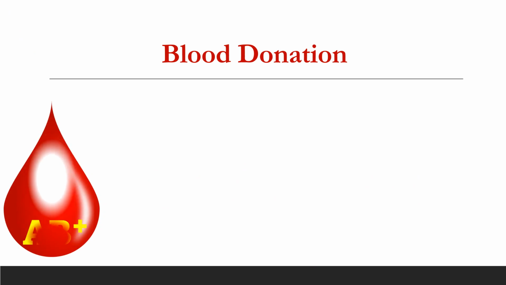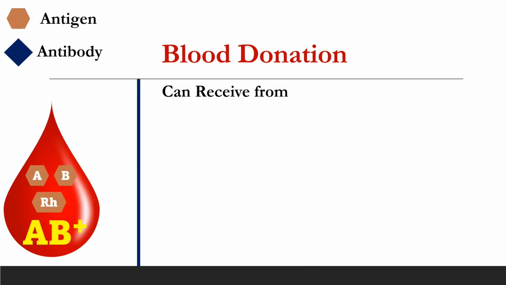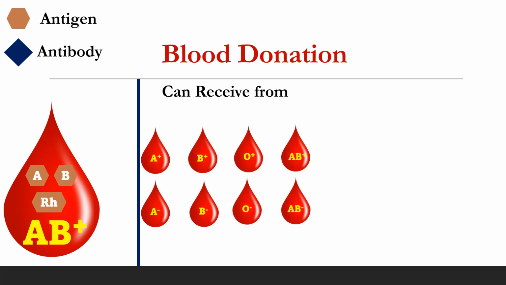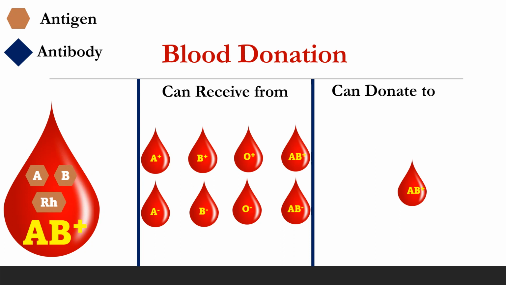If we see the last blood group, that is AB plus, in this case we have both antigen A, B, and RH factor, no antibody there, so they can receive blood from any blood group. So all the 8 blood groups can donate blood to AB plus. So AB plus is called the universal acceptor because it can accept blood from any person, and it can donate blood only to an AB plus person.